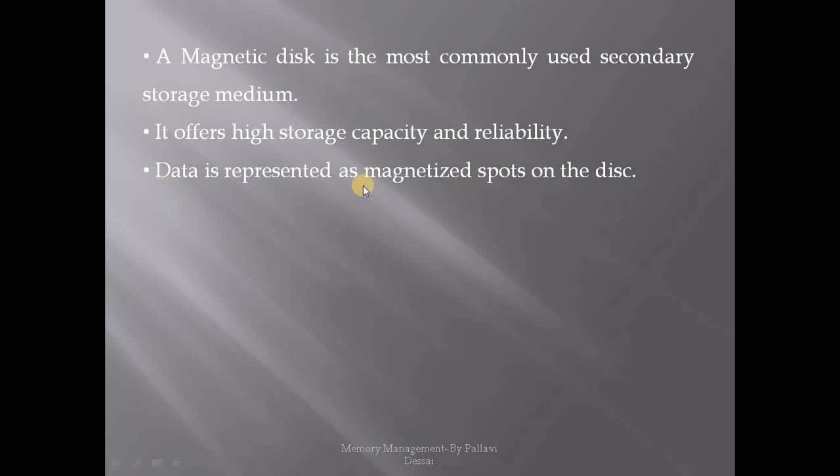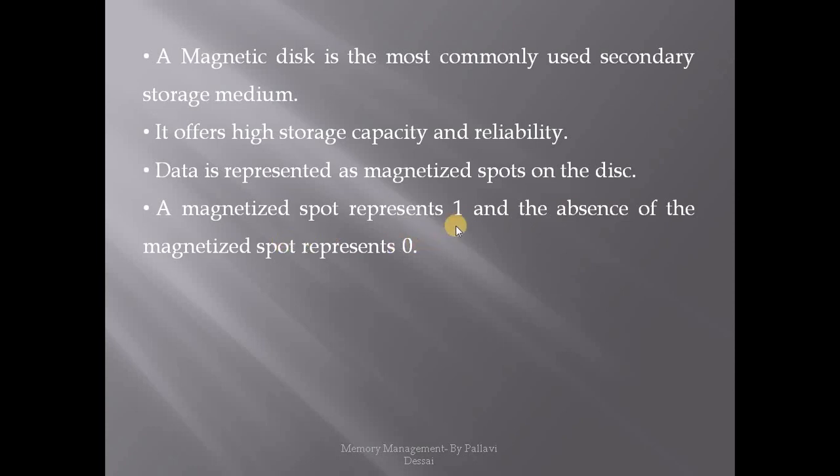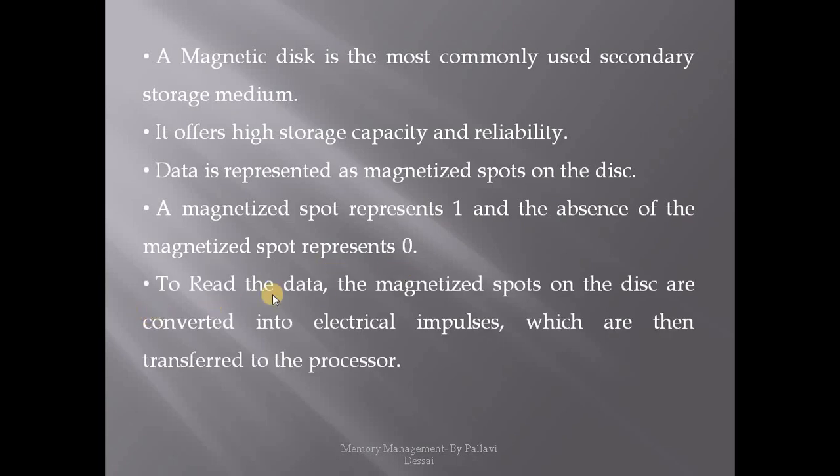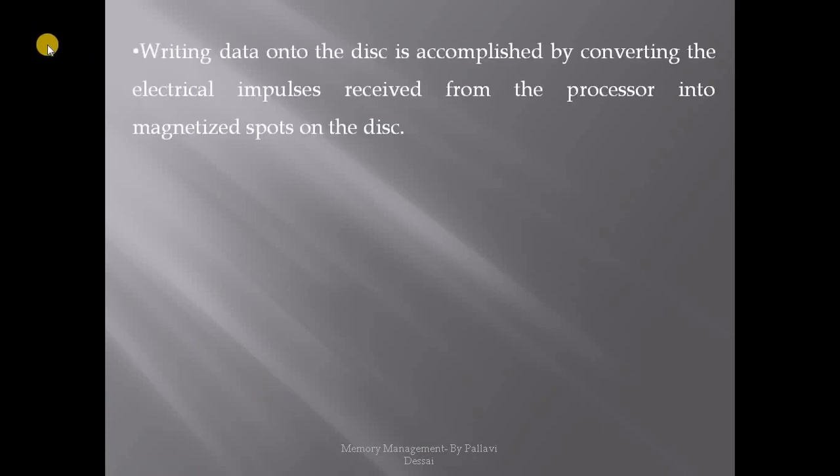Data is represented as magnetized spots on the disk. A magnetized spot represents 1 and the absence of a magnetized spot represents 0. To read the data, the magnetized spots on the disk are converted into electrical impulses, which are then transferred to the processor. Writing data onto the disk is accomplished by converting the electrical impulses received from the processor into magnetized spots on the disk.